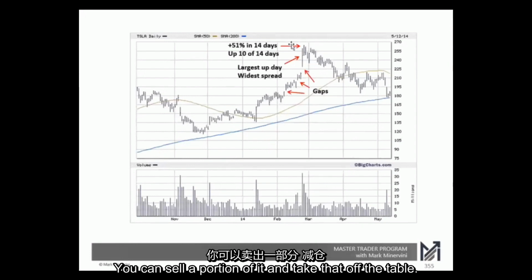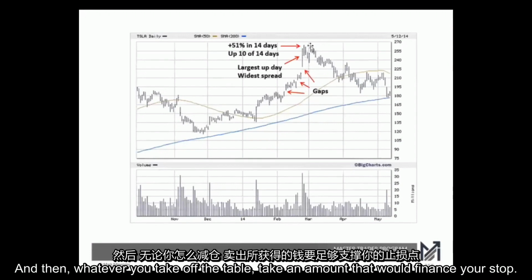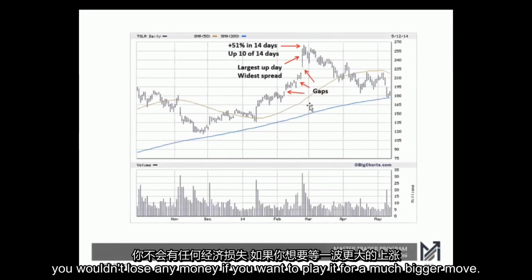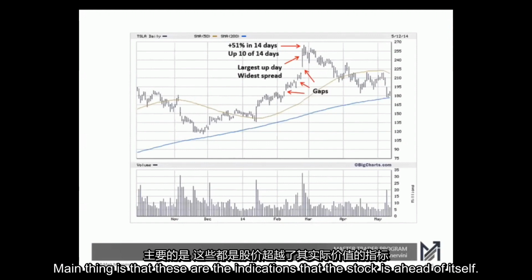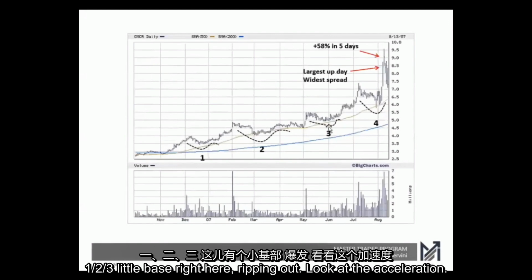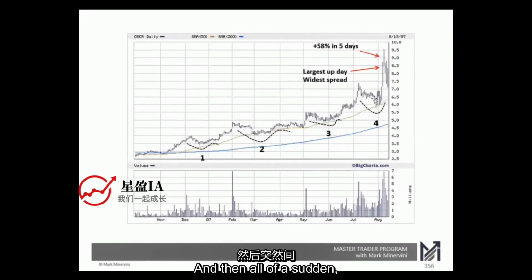You can sell a portion of it and take that off the table, and whatever you take off the table, take an amount that would finance your stop. So now if this stock came all the way back down and you got stopped out, you wouldn't lose any money if you want to play it for a much bigger move. The main thing is that these are the indications that the stock is ahead of itself. Again, here you go. 1, 2, 3, little base right here, ripping out. Look at the acceleration. You're in this angle, and then all of a sudden you're at this angle. It's going parabolic.